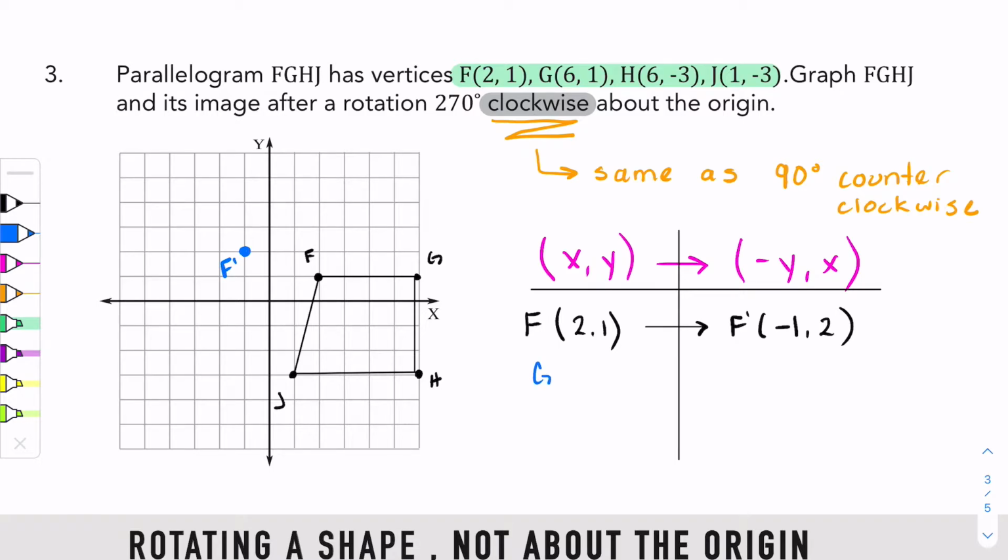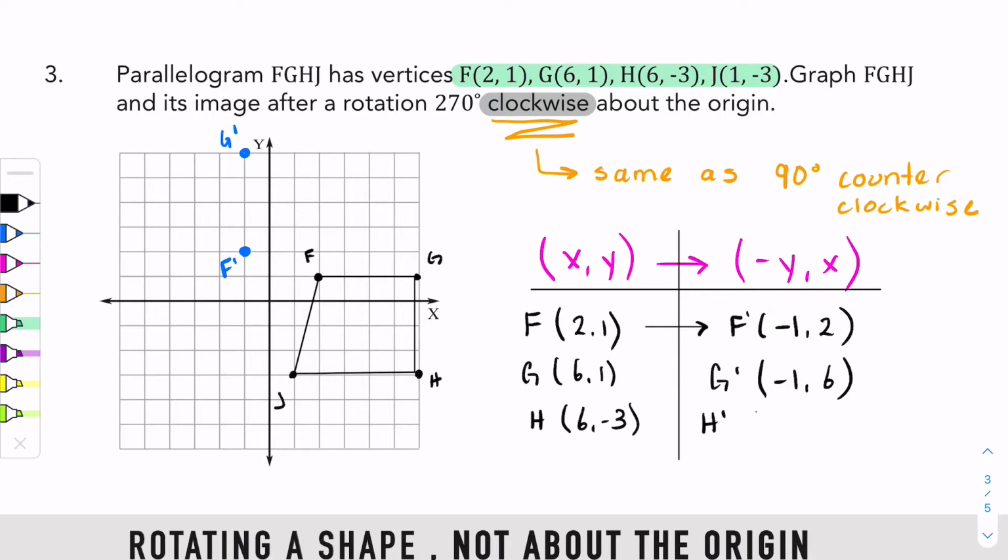Point G is at 6 comma 1. G prime will be at negative 1 comma 6. H is at 6, negative 3. H prime, when you flip the coordinates and make your original y coordinate negative, it becomes 3 comma 6.